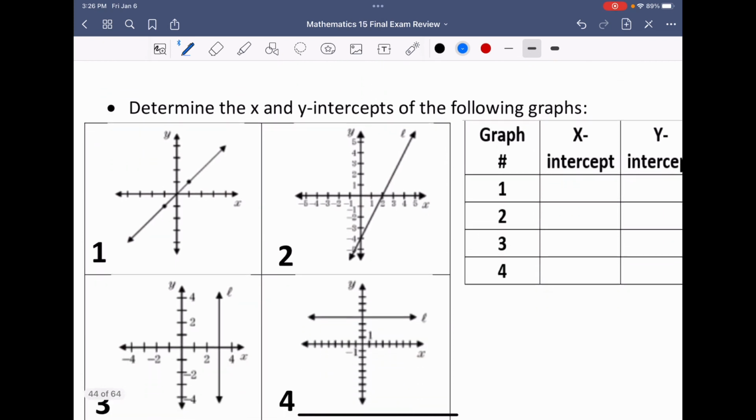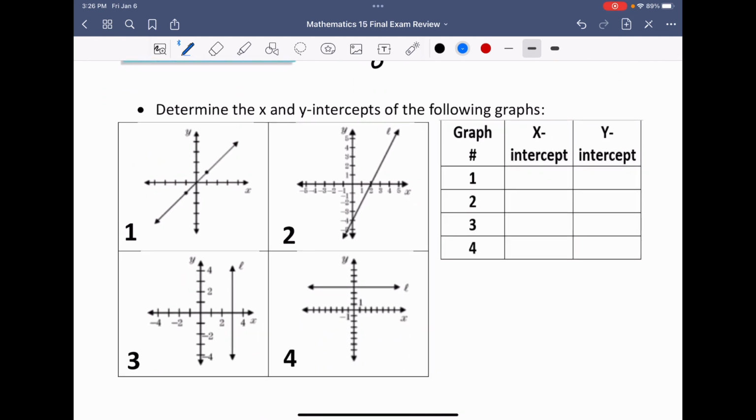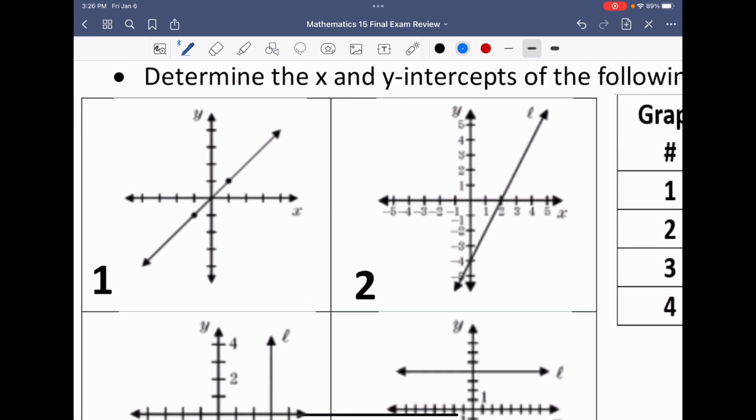Okay, determine the x and y intercepts of the following graph. Okay, well, we're going to start off with graph number 1. X-intercepts are where they cross the x-axis. So if I draw a line across the x-axis, well, where does this graph cut through the x-axis? It would be right here.